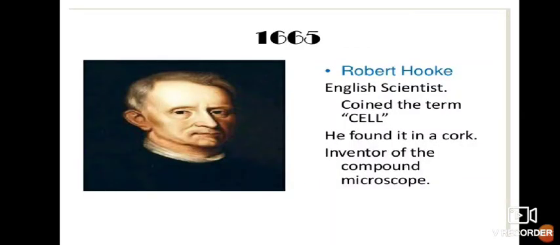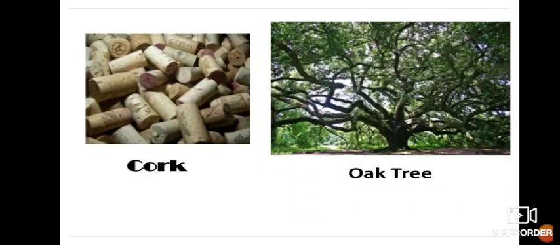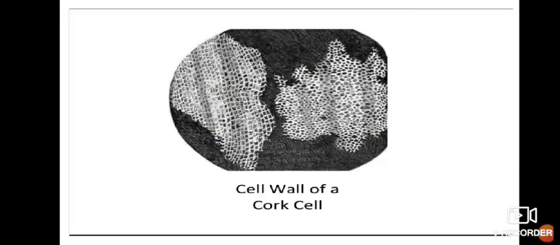In the year 1665, Robert Hooke, an English scientist, coined the term cell. He found cells in cork, that is the bark of the oak tree. See, this is the oak tree, and from the bark, the outer covering of the trunk, he extracted cork. He made thin slices of cork cells and observed them under the microscope. Now this is how the cells looked, something like honeycomb-like structures.